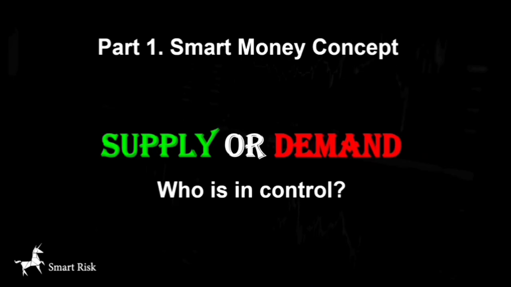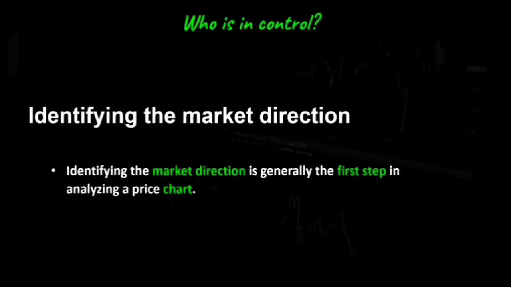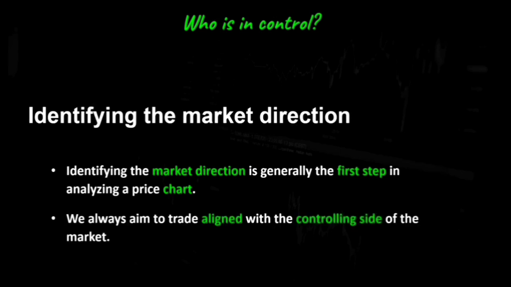Fundamentals. Identifying the market direction. Supply or demand. Who is in control? Identifying the market direction is generally the first step in analyzing a price chart. We want to identify the trend and determine if the buyers or sellers are in control. We always aim to trade aligned with the controlling side of the market.